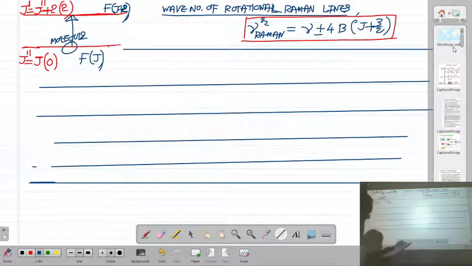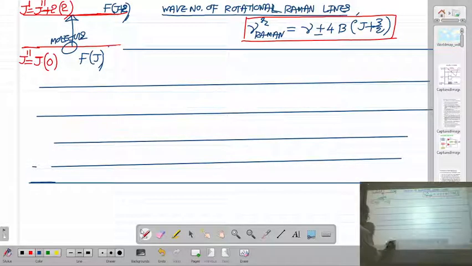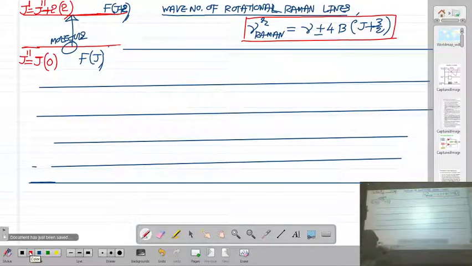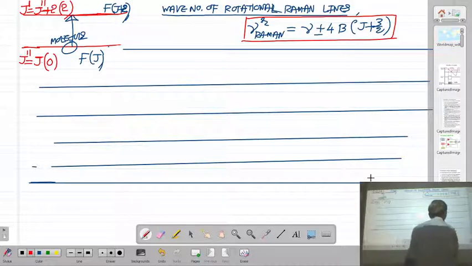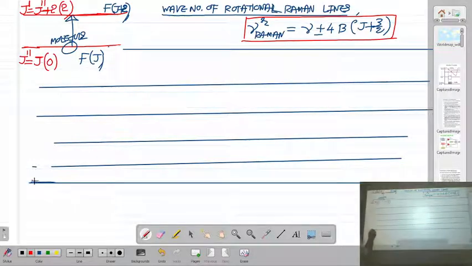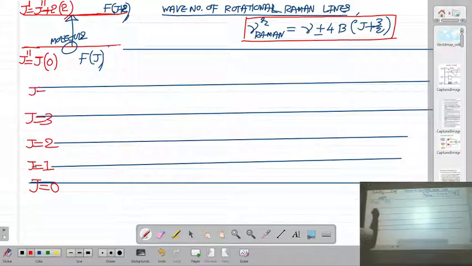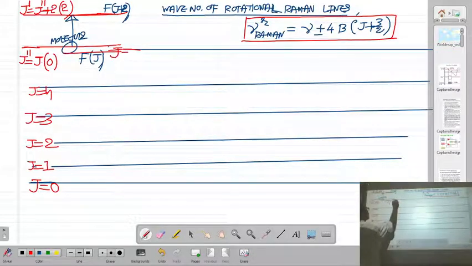So I have shown different rotational levels. This is the lowest rotational level, for which the rotational quantum number J is 0. This is the upper rotational level for which J is equal to 1. This is the rotational level for which J is equal to 2, J is equal to 3, J is equal to 4, and this is the level for which J is equal to 5. Okay, so I have shown 1, 2, 3, 4, 5, 6 rotational levels.